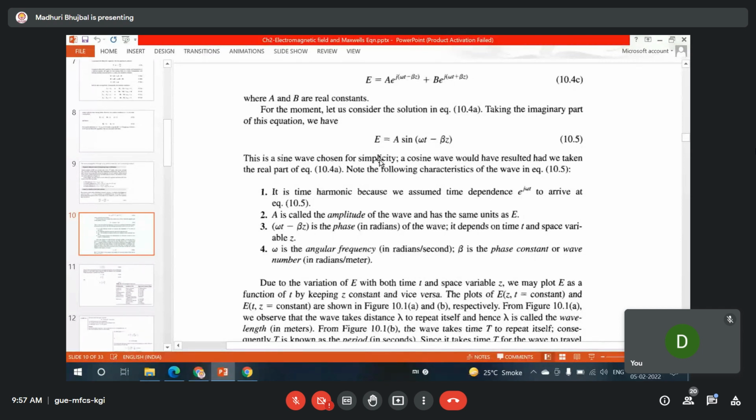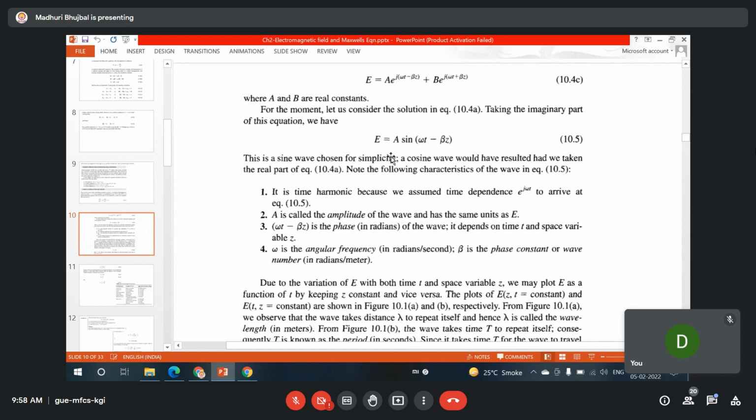So write down first, what is your observation from this particular equation, 10.5? Write down the first point. It is time harmonic because we assumed time dependence e to the j omega t, to arrive at equation 10.5. Write down the second observation.